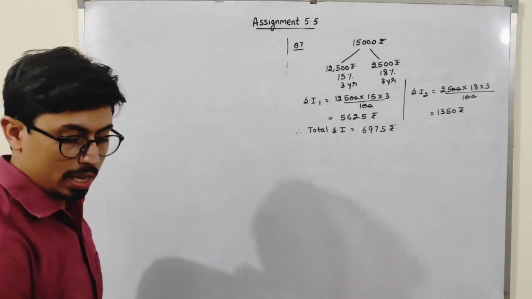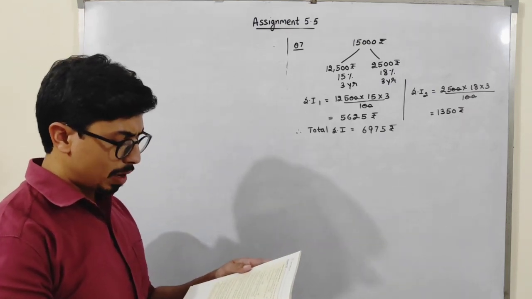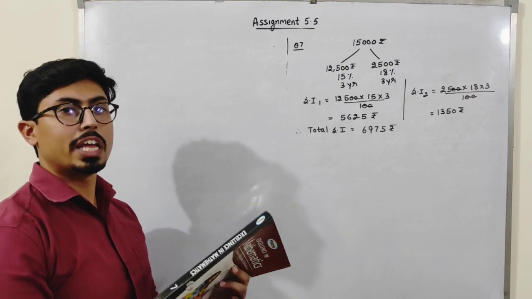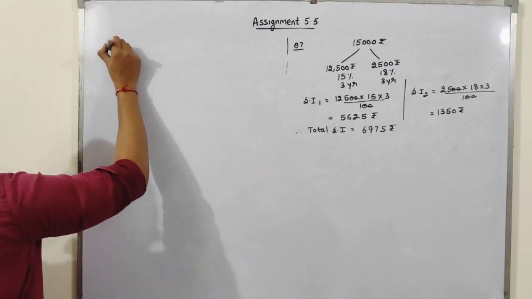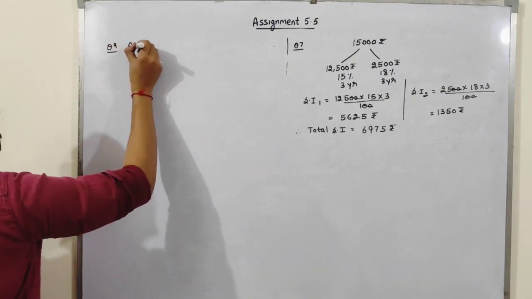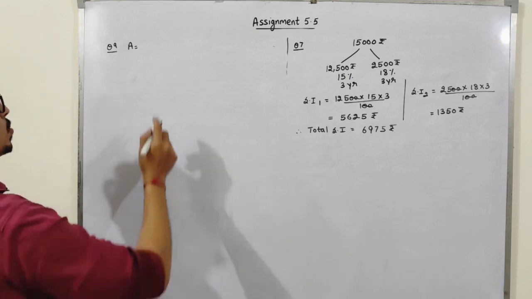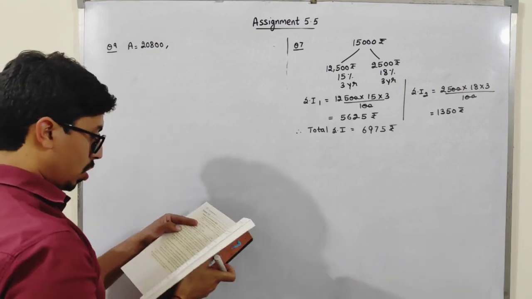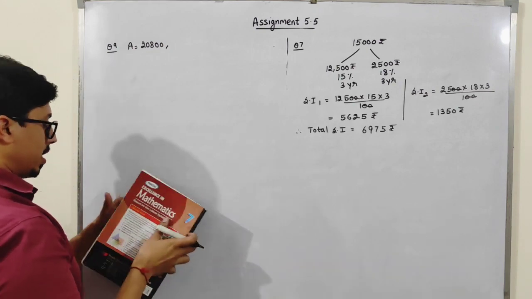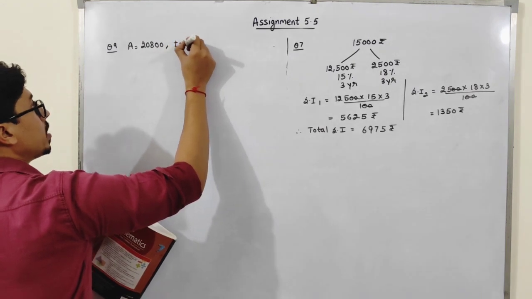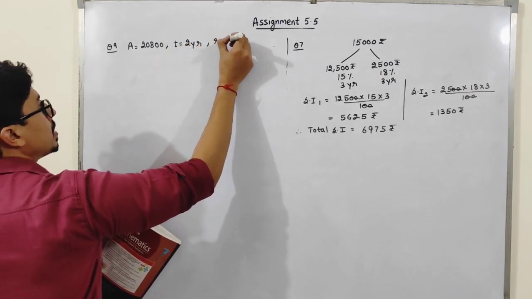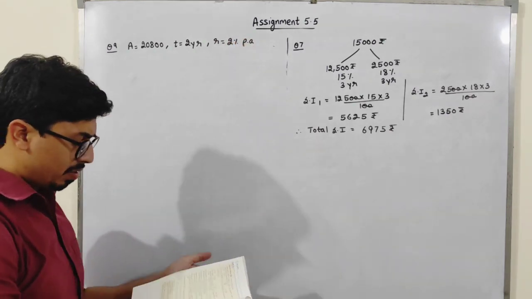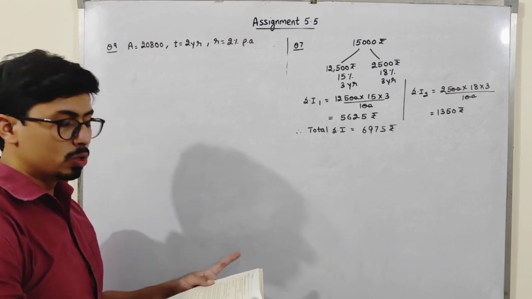In question number 9, students, what principal will amount to rupees 20,800? Now students, principal is not given to us, only the amount is given. The amount is 20,800. Time is 2 years, and the rate is 2% per annum. This is given to us, and I have to find out the principal, students.